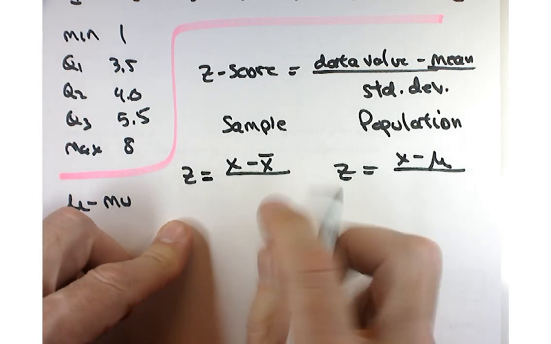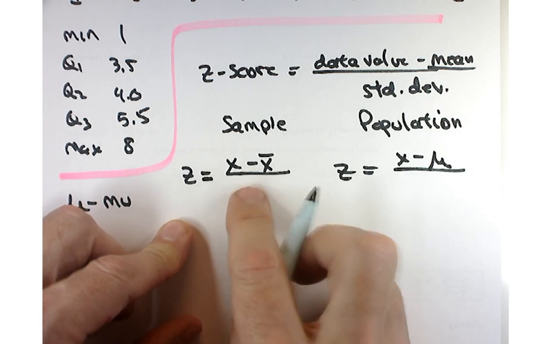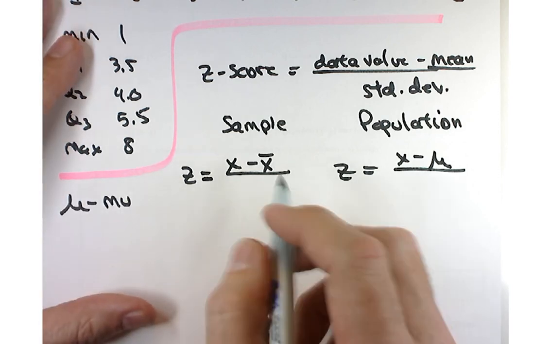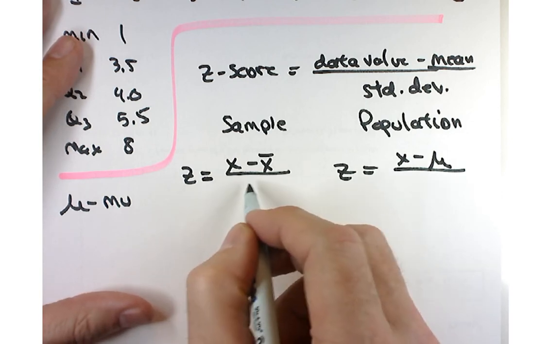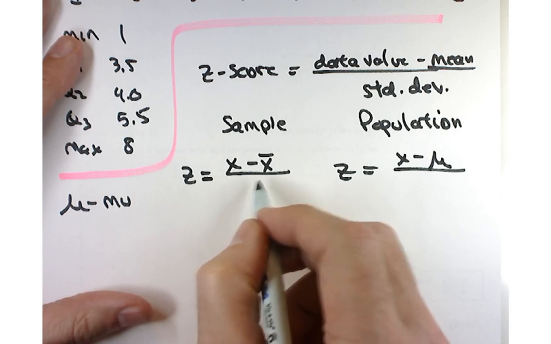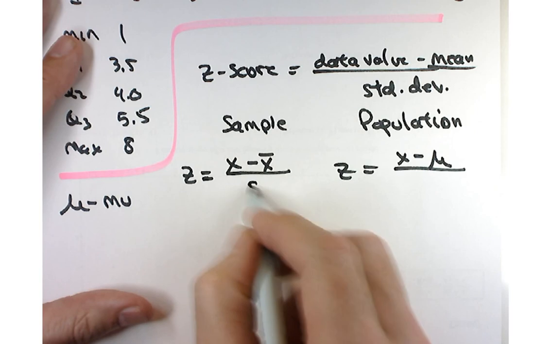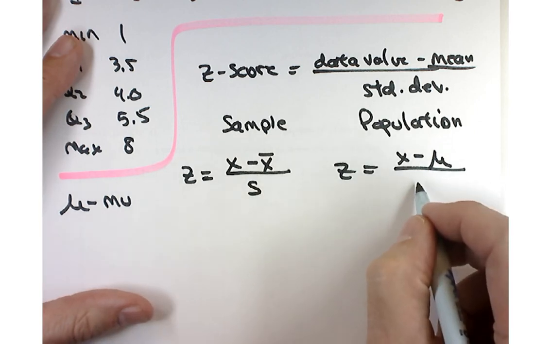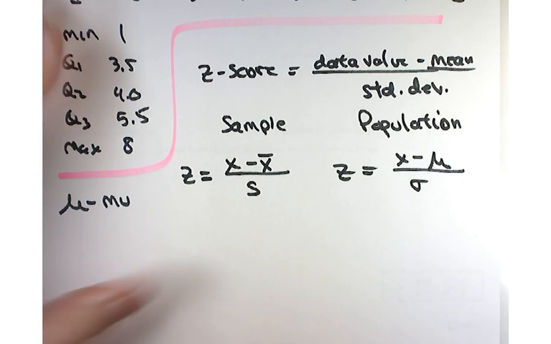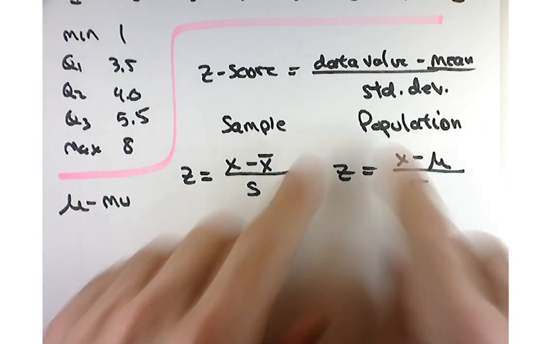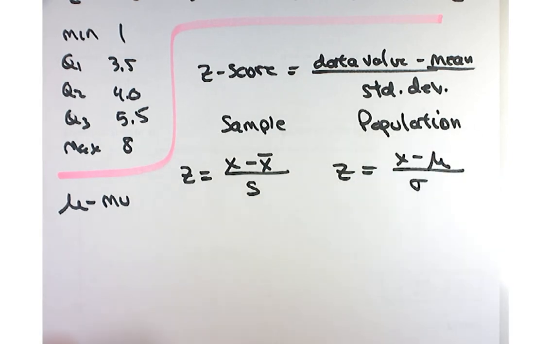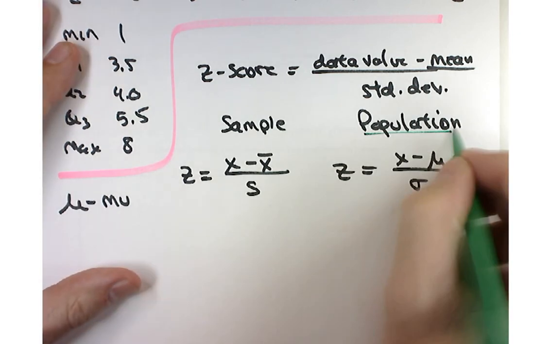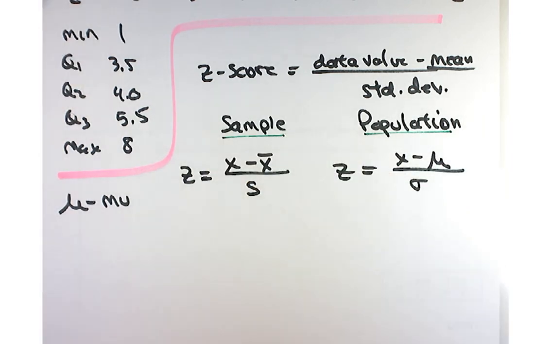How about the standard deviation? Tahar, do you remember our notation for the standard deviation? Just the standard deviation. S. Well done. And likewise over here, for our population standard deviation, it's sigma. It's still the same thing. You're still doing the data minus the mean divided by the standard deviation. The only thing is, on the one hand, you've got population data. On the other hand, you have sample data. It's the same calculation. But let's look at this for example D.